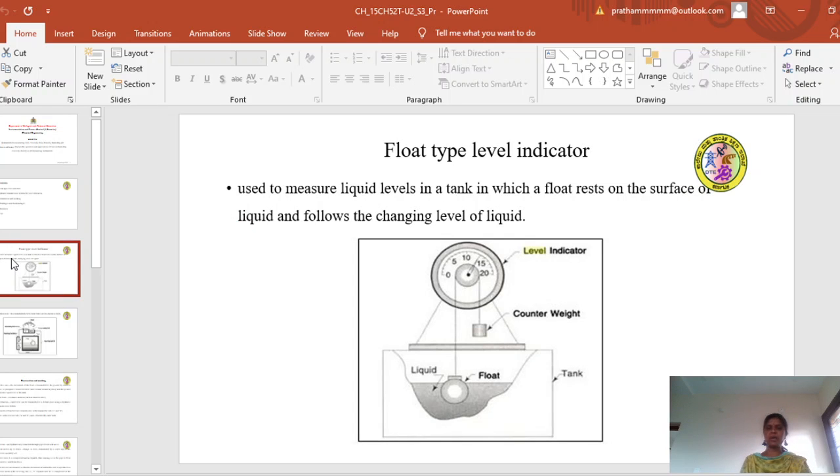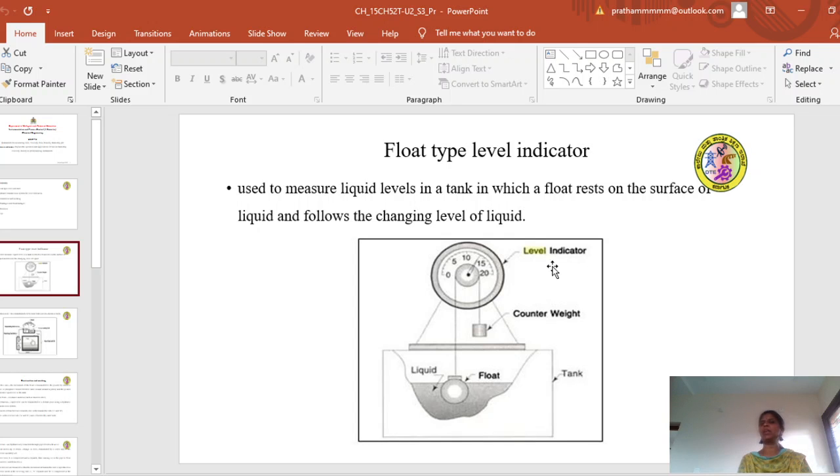So the float type level indicator. You can observe in the diagram here. You have a tank here. You have a liquid in the tank. Then the float rests on the top of the liquid. It is connected with a counterweight mechanism, we can say, and it is in turn connected with the pointer. The pointer moves onto the calibrated scale, which is calibrated in terms of the level indicator. So it is being used to measure the liquid levels in the tank.